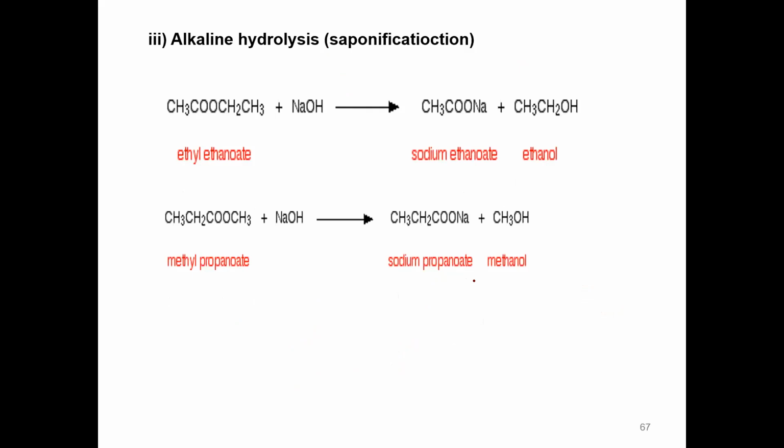Okay, and then other than that, we have alkaline hydrolysis, which is the saponification reaction. So an ester reacts with a base, sodium hydroxide, and will produce sodium ethanoate or sodium propanoate. What happens here is that it will break this part.